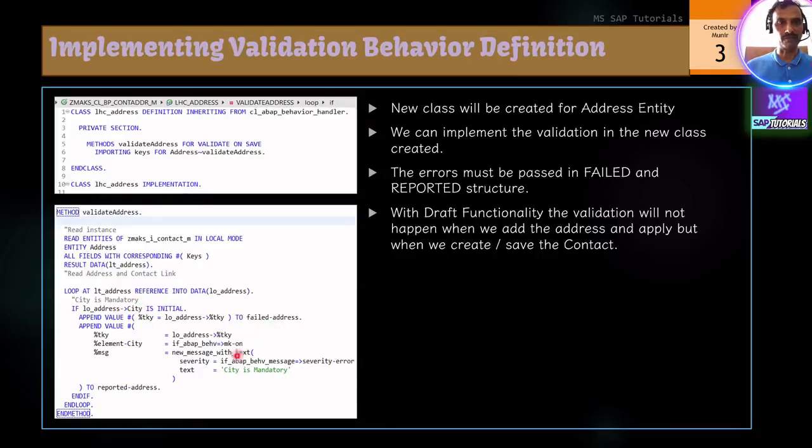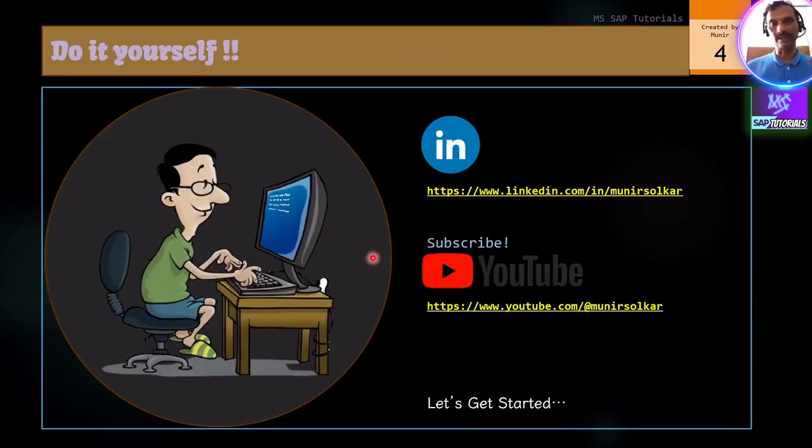We have to fill in the failed and the reported structures as we have seen earlier as well. Remember one thing with draft functionality: the validation will not happen when we add and apply. Rather, it will happen when we save the contact, the main entity. At that point in time, the validation will occur. With that, let us now get into the system and see what changes we have to do.